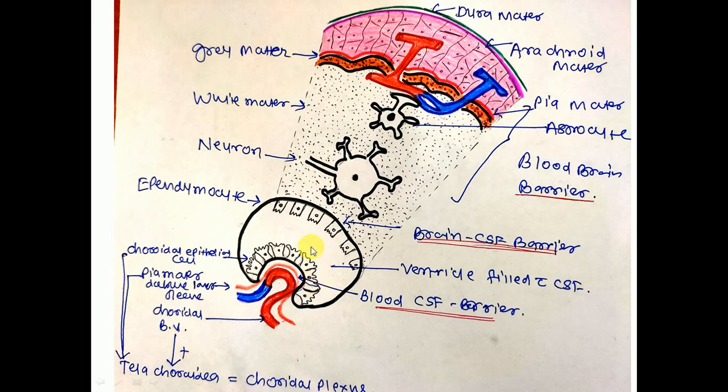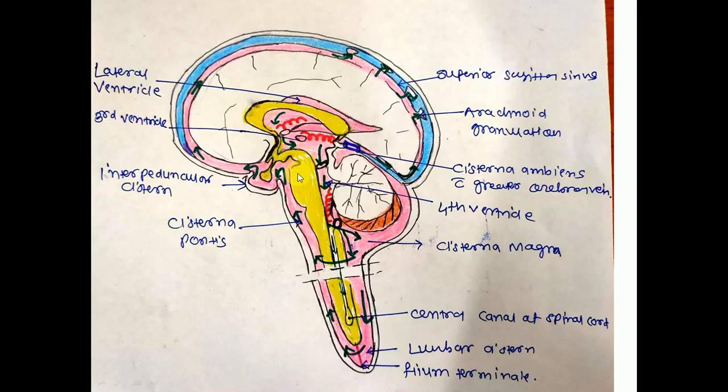The choroidal epithelial cell invaginates or lines the ventricular cavity, then lies the pia mater, and outside the pia mater lies the choroidal blood vessel. So from this blood vessel, the choroidal epithelial cell derives the fluid-like material, and it allows the passage of that fluid-like material inside the ventricular cavity. This is how the CSF is formed. Once this CSF is formed, it will be transported to various places surrounding the brain and spinal cord.